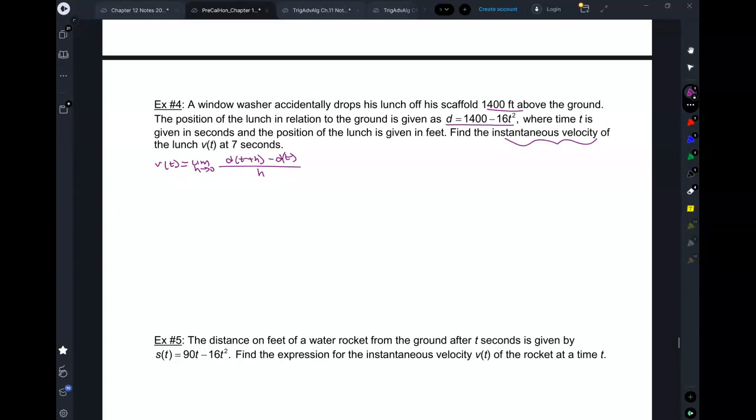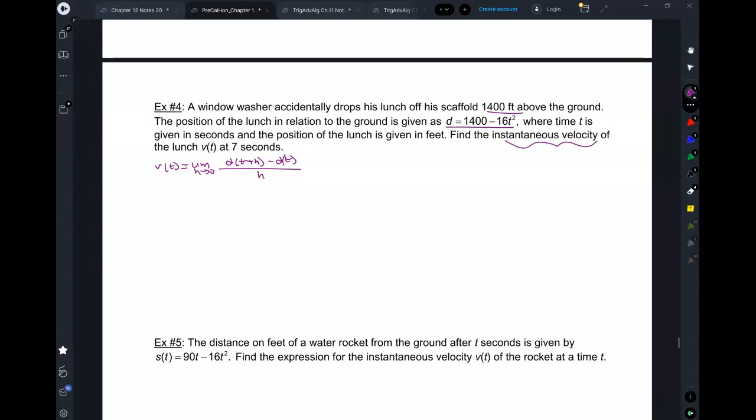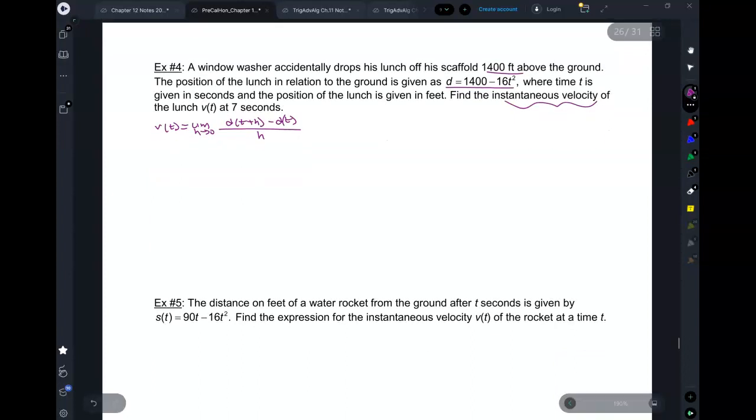Okay, so now I have a question for you guys. We have to find the instantaneous velocity at t equals 7. So how have you guys been doing it? Are you using method 1 or method 2? Method 1? Okay. So let's do that one.